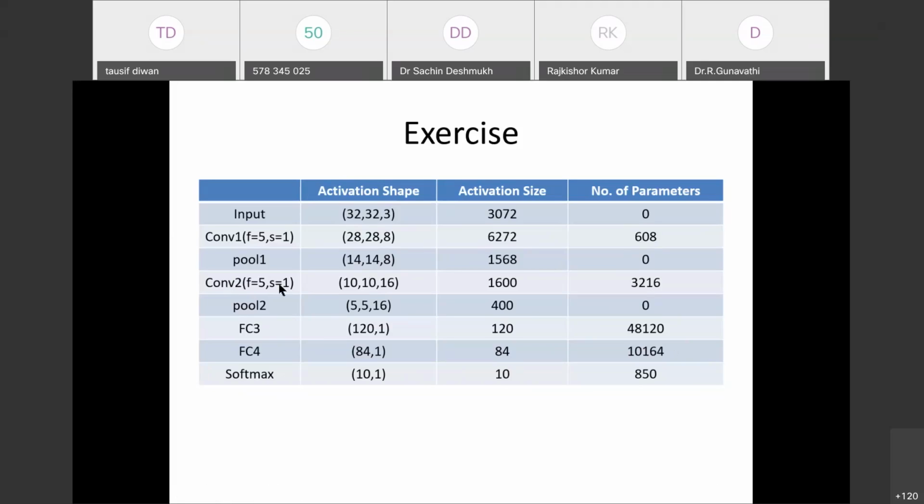Just concentrate here. After this, we apply pool 1. Suppose pool 1 is a 2 by 2 pooling operation. When it is a 2 by 2 pooling, this 28, 28 is getting transformed to 14 cross 14. Is it clear? What is the depth of input? Depth of input is 8. What is the depth of output? Depth of output is also 8. The conclusion is that in a pooling operation, depth will not change. Is it clear?